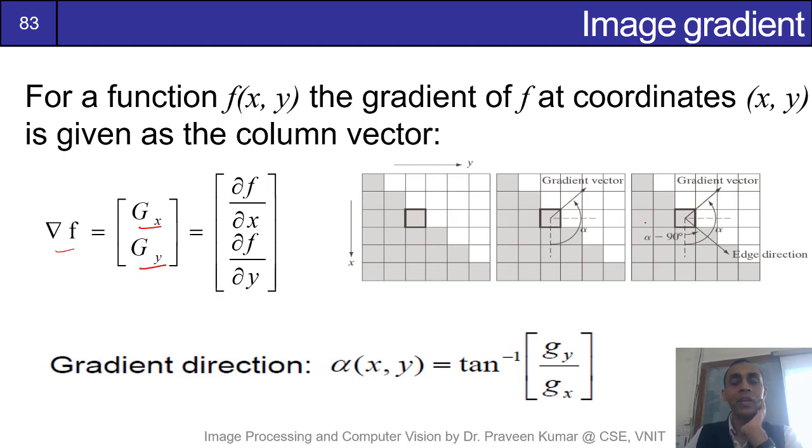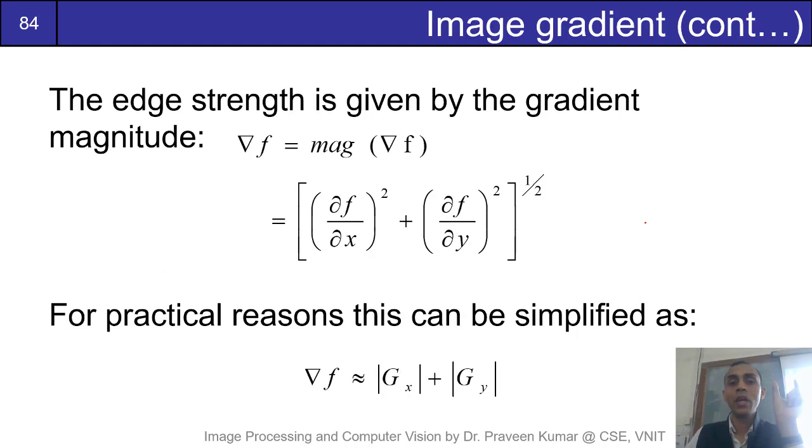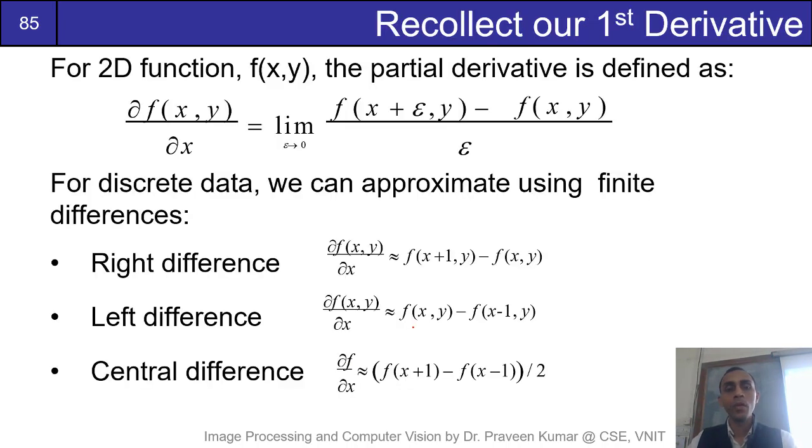So using the image gradient, we can get the magnitude as well as the angle of the edge. For the magnitude, we can take the square root of the sum of squares of the gradient in the x direction and y direction, or we can just take absolute values. For computational simplicity, we can take the absolute value of gx and the absolute value of gy and add the two to get the magnitude of the gradient of an image. So these were the operators that we have defined for our first derivative.